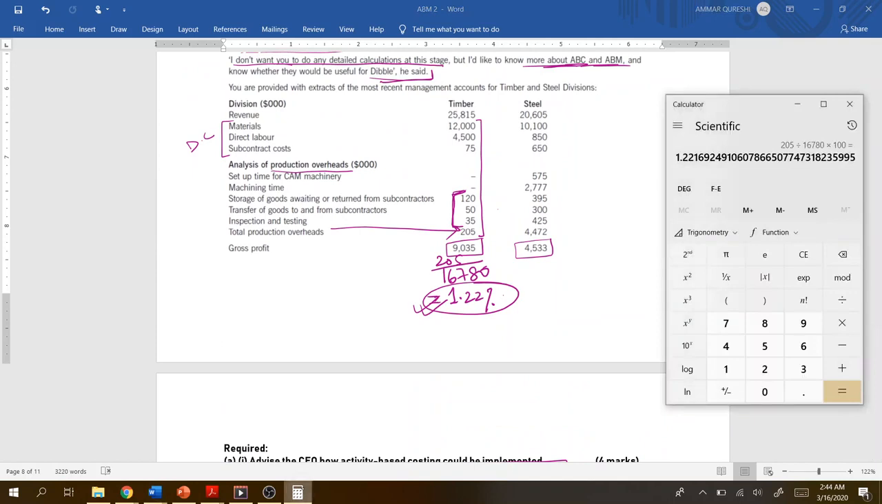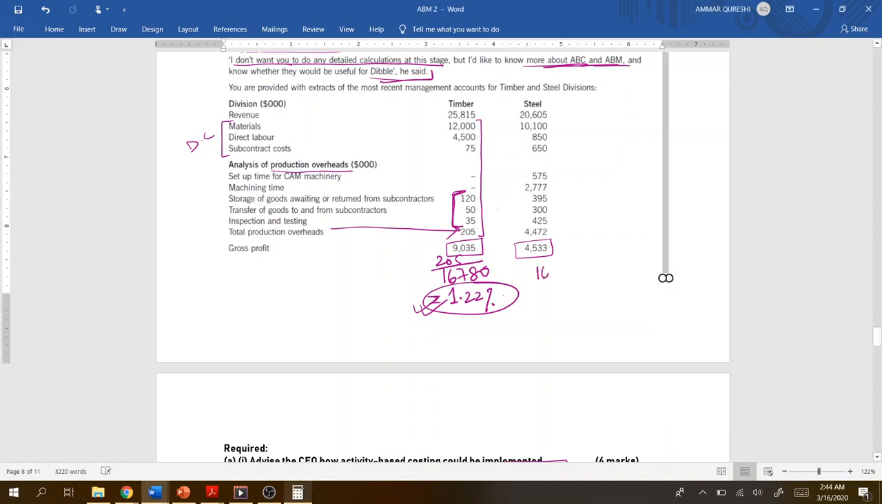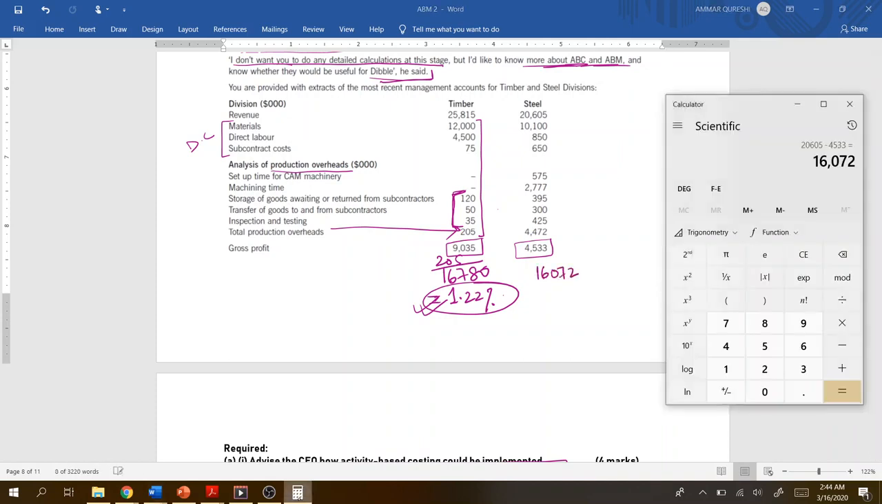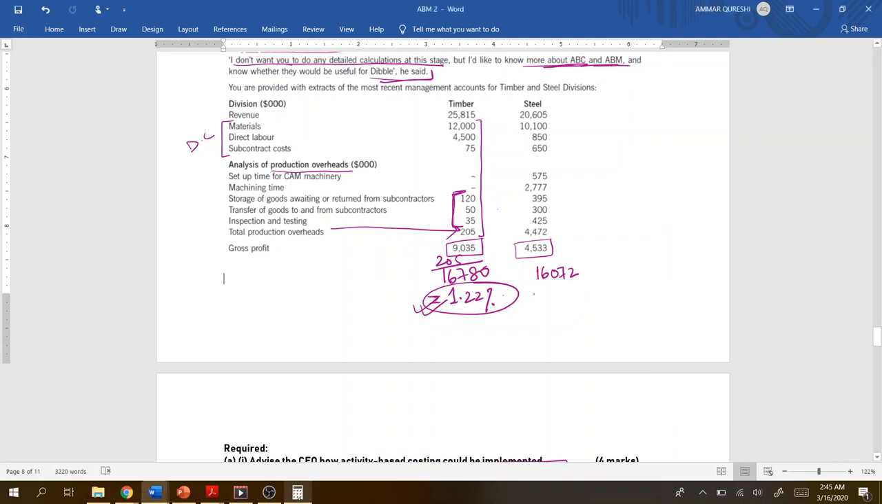Now let's see. The total overheads, we can calculate total cost. Profit is 4533. So we can take the difference between revenue and profit in order to get total cost. That's also a method. 20605 minus 4533. So the total cost is 16072. Right, and total overheads are 4472 divided by 16072. It's around 27.8%, right? Total overheads are 27.8% of the total cost, right?